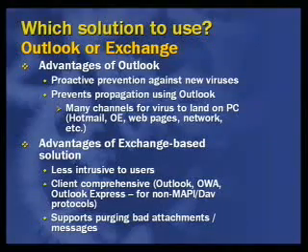Some advantages of Outlook are that it provides proactive prevention against new viruses. Because executable type attachments are blocked, any new virus that might come in carrying itself in the form of a VBS attachment won't be able to be opened by the user. The Outlook protection is also proactive.